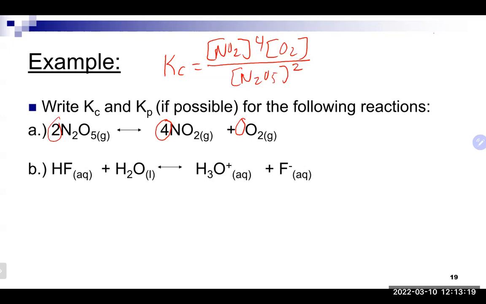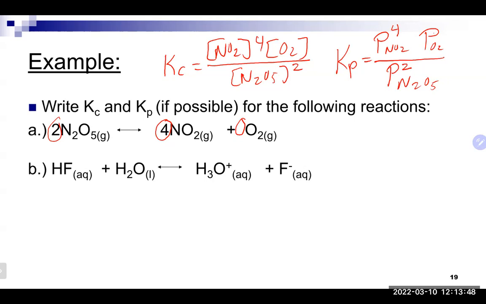Can I write a Kp for this one? I can. I've got gases all over the place. So the Kp is going to be the same deal, except it is the partial pressure, which is what the P stands for there. Also to the fourth of NO2, the partial pressure of O2 up on top, divided by the partial pressure of N2O5, squared because of the coefficient.